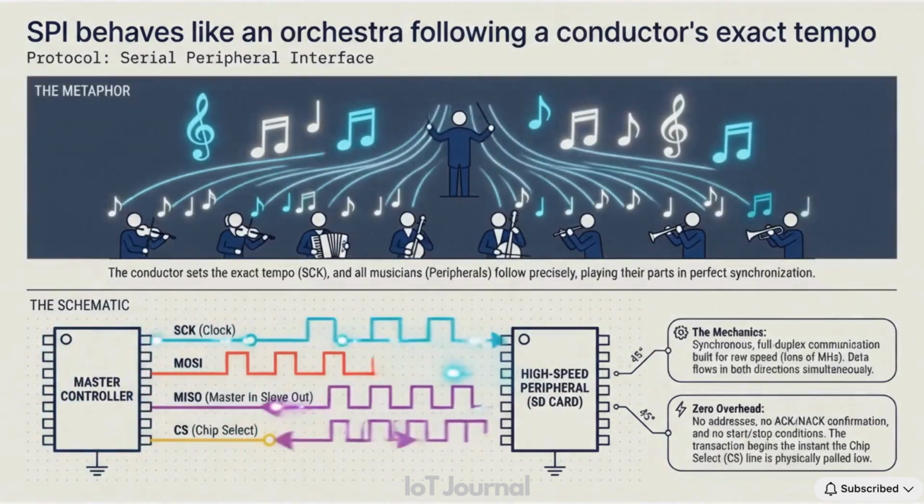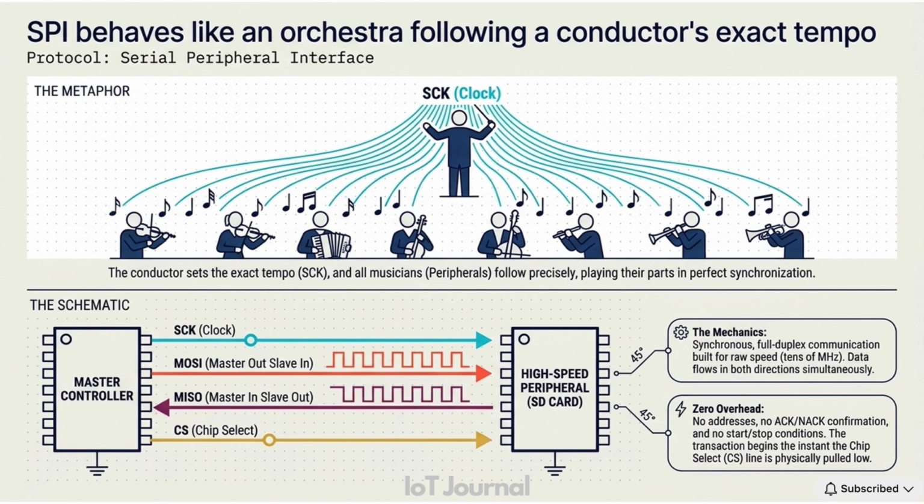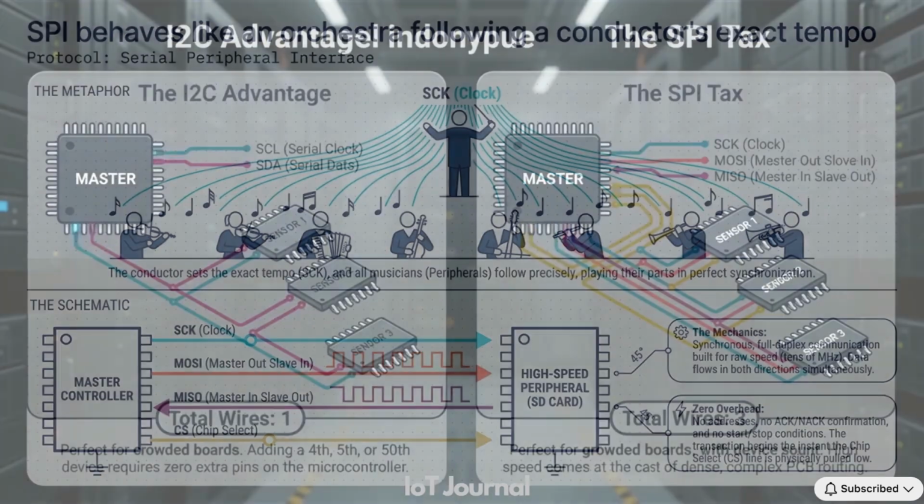When you need raw speed, like driving a high-resolution display or reading an SD card, I2C becomes a bottleneck. That's where SPI shines. SPI acts like a symphony orchestra, where the master controller is the conductor setting a rigid tempo via the SCK line. With dedicated MOSI and MISO lines, data flows in both directions simultaneously, full-duplex, with zero address overhead. It delivers maximum speed, but comes at a physical cost.